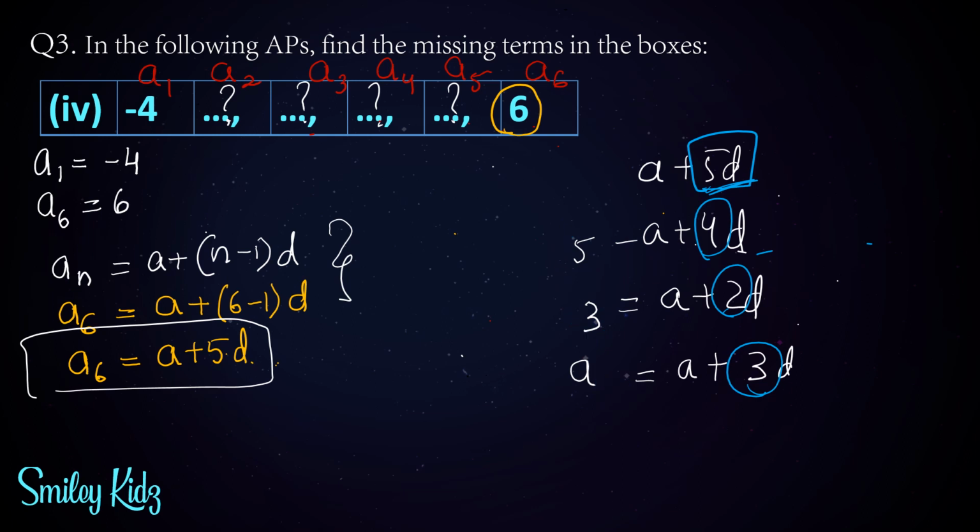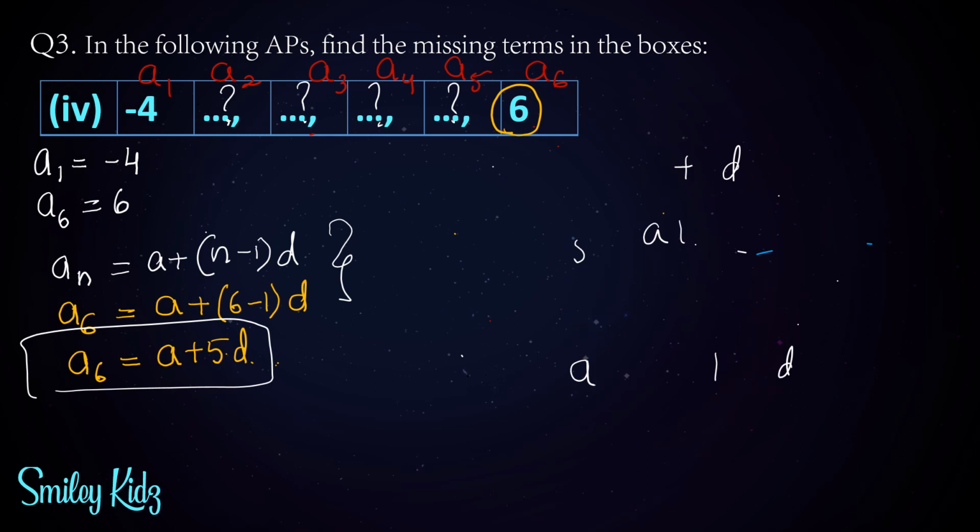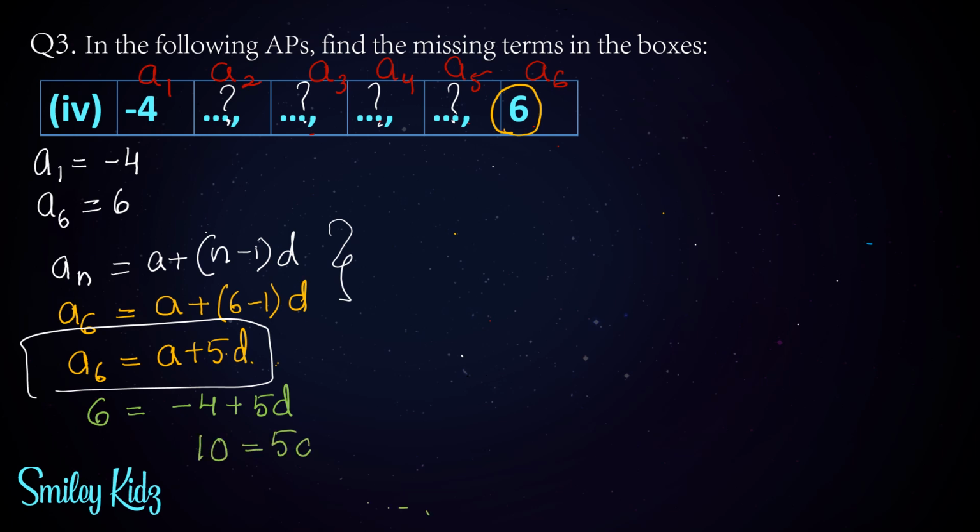From the exam point of view, it's going to be very easy, isn't it? Instead of being so lengthy. Then, since we extracted A6 is equal to A plus 5D, we can just substitute the values of A and A6. A6 is equal to 6 and A is equal to minus 4 plus 5 into D. And D is what we are going to extract right now, isn't it? Now, 6 plus 4 is equal to 10. 10 is equal to 5D. And the value of D turns out to be 2.